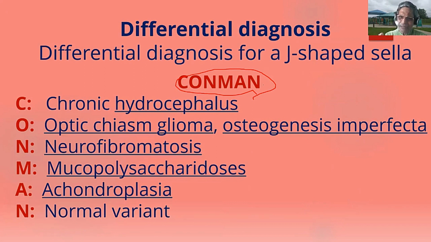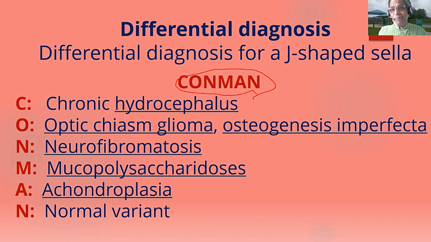Just remember CONMAN. C: chronic hydrocephalus. O: optic chiasma glioma. N for neurofibromatosis. M for mucopolysaccharidosis. A for achondroplasia. N for normal variant. J-shaped sella can also be seen as a normal variant.